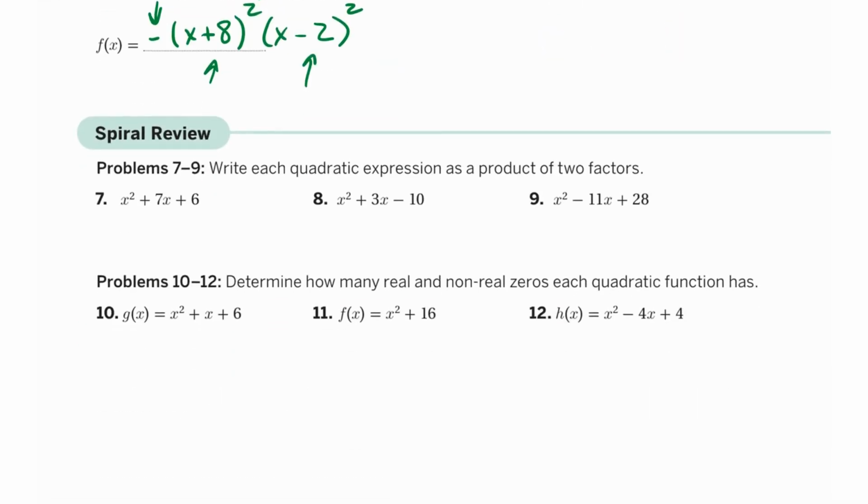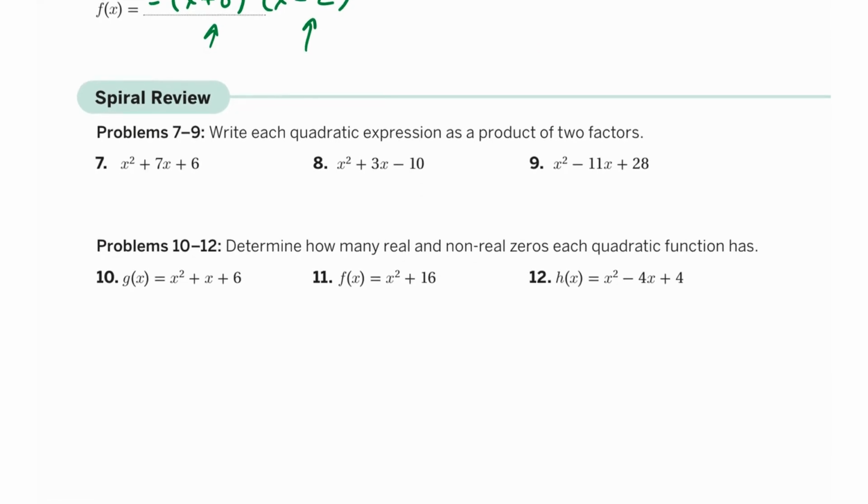All right, on to our spiral review. For problem 7 through 9, write each quadratic expression as a product of 2 factors. It's a long sentence just to say factor it. So I'm going to go ahead and use my diamond and box to help me with these.